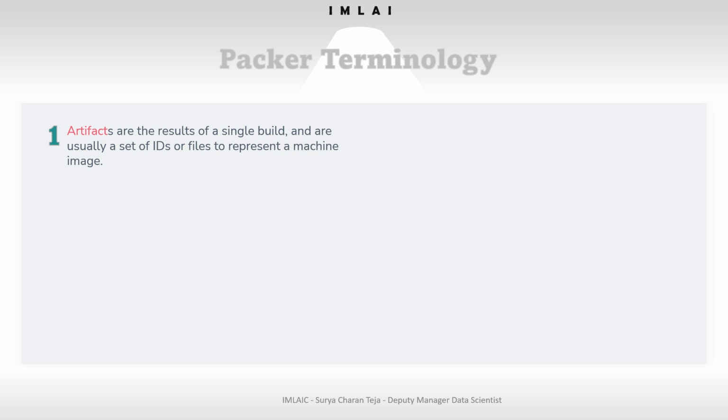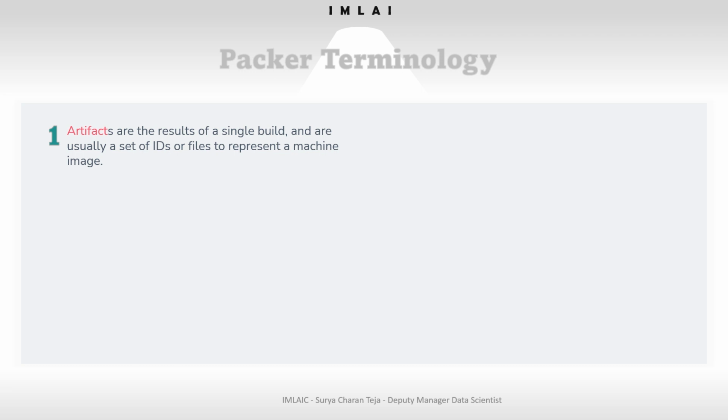As an example, in the case of the Amazon EC2 builder, the artifact is a set of AMI IDs, that is, Amazon Machine Image IDs, one per region. For the VMware builder, the artifact is a directory of files comprising the created virtual machines. This is the example of an artifact. The artifact is the output of the builder that's been built.